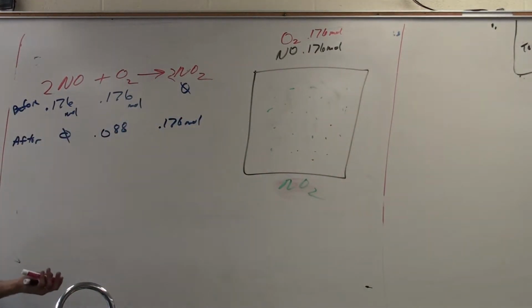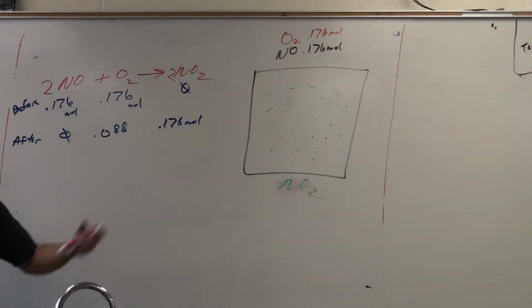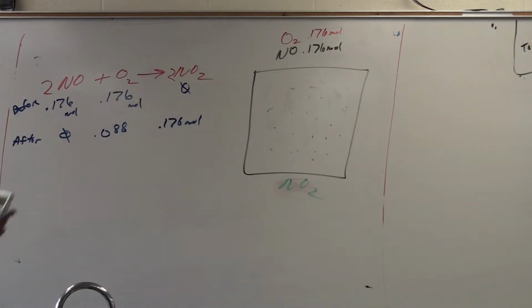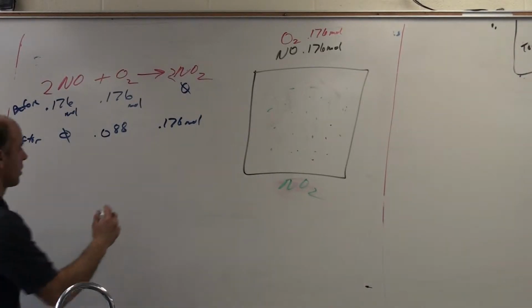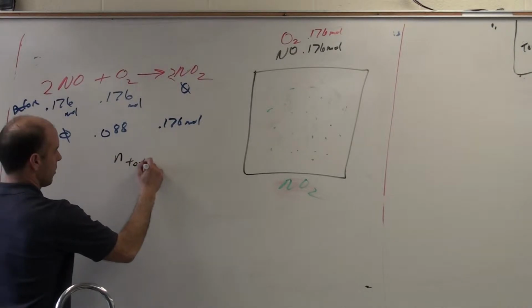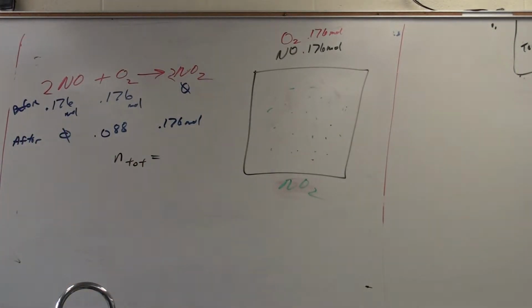But they want the total pressure. And when you're dealing with the total pressure, we don't care if it's oxygen or nitrogen, we can just add the two together. If we add the two together, I get 0.264.